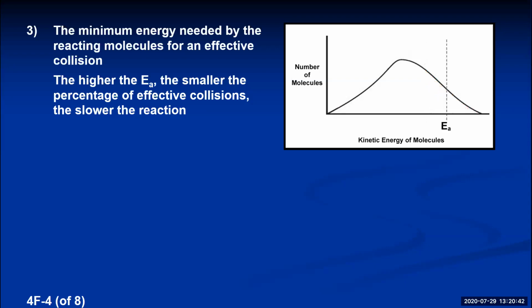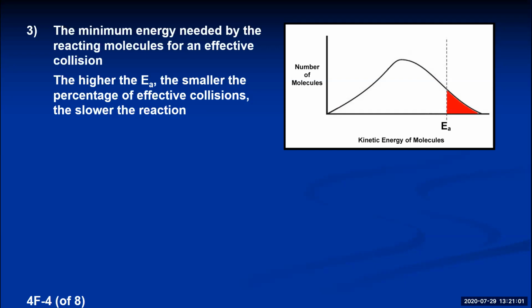If the activation energy were a higher value, then you have a lesser percentage, maybe 15 to 20% now, of the molecules that will actually have enough energy to react when they collide. And because fewer collisions are now being effective, the reaction will go slower the higher the activation energy.